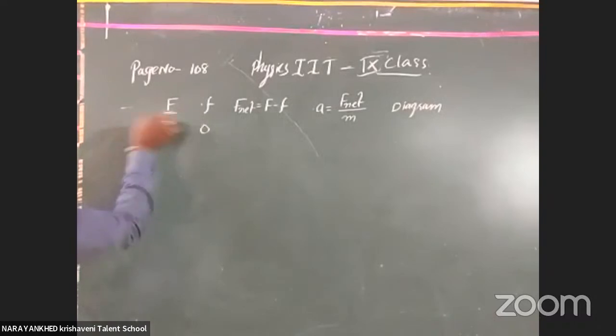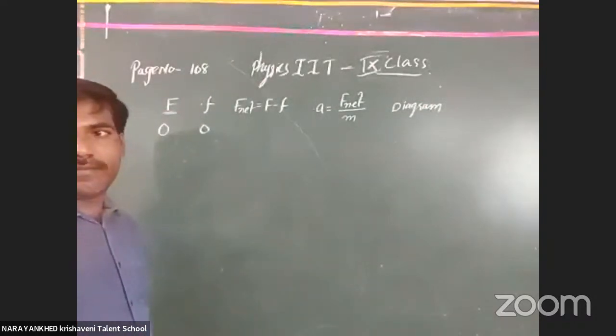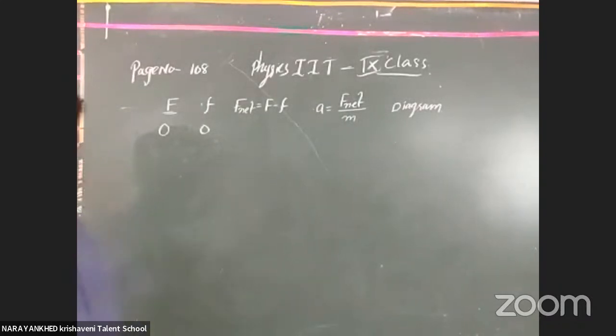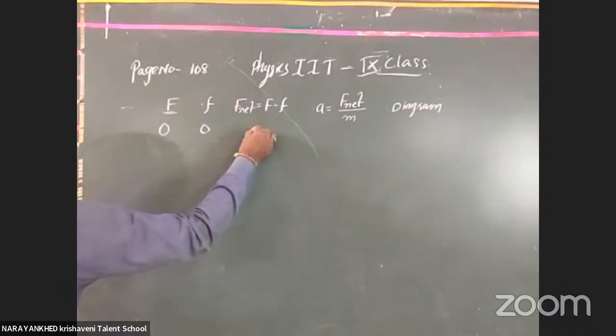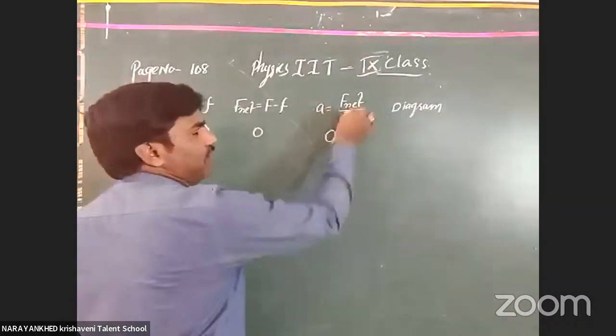What is the capital F here? The force applied by us. Clear or not? Yes, and the small f is the frictional force. Clear or not? Yeah, both are 0. The net force also becomes 0, and there is no acceleration.